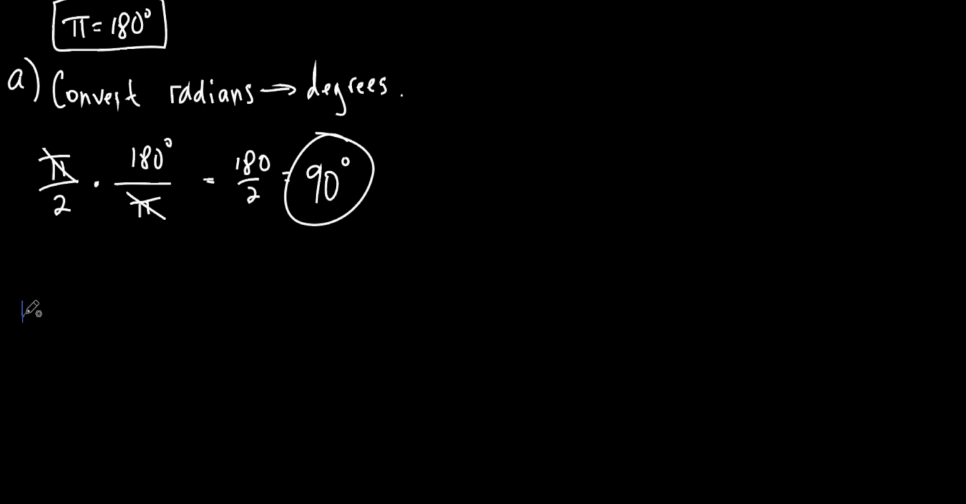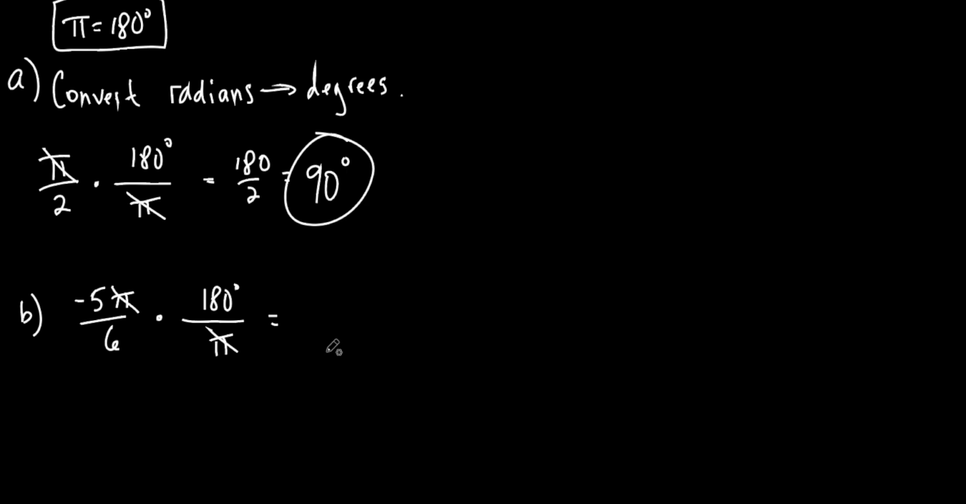Let's do another one, part B. This one's a little bit harder. It's negative 5 pi over 6. We're going to convert that from radians to degrees again. So what do we start with? Well, we have to have a unit multiplier, don't we? So we've got pi on the top. Where am I going to put pi to get rid of it? On the bottom. What's equal to pi? 180. All right, and now look what happens. The pi's cancel, and then you just simplify this fraction.